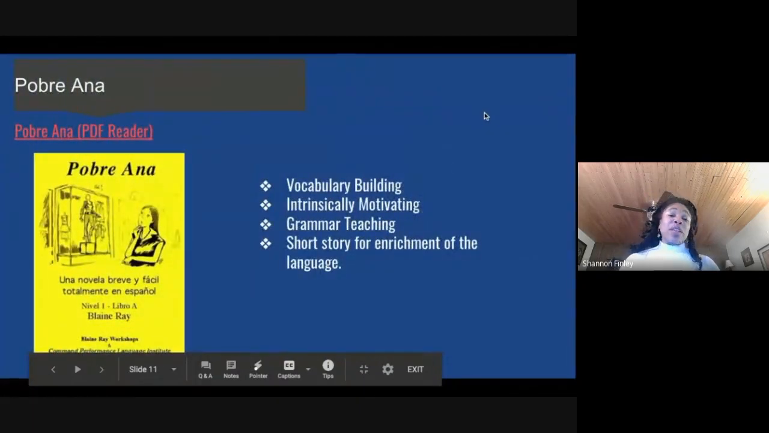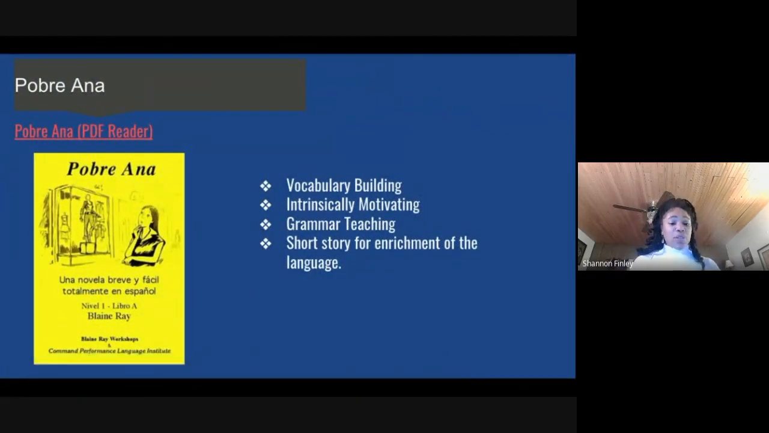The enrichment activities and books that we use, Pobre Ana is an example of one. We use that with our lower level learners because it reinforces vocabulary and grammar structures that you learn in your foundational Spanish courses, which is Spanish 1 and 2.